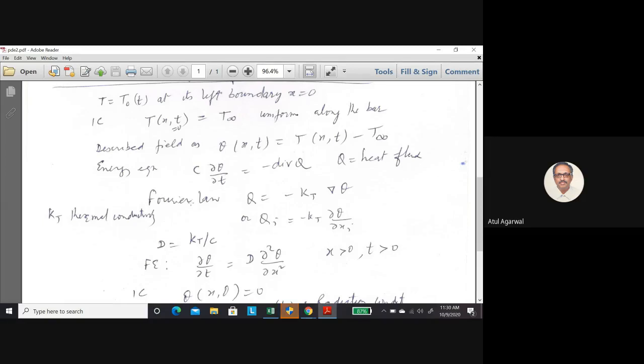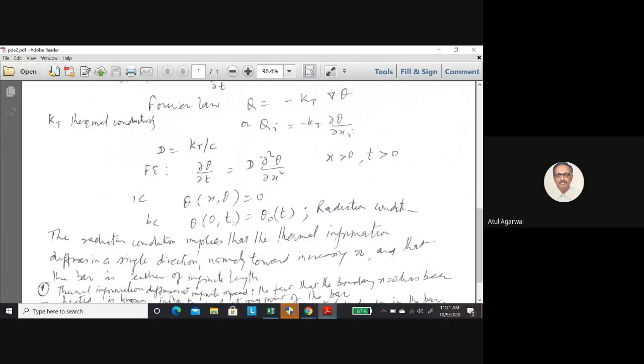Now there is Fourier's law of heat conduction. This heat flux is given by this expression. You can put this Q in this equation, and you will get this equation: del theta by del t is equal to K by C into the second derivative of theta with x. So this is known as our field equation.